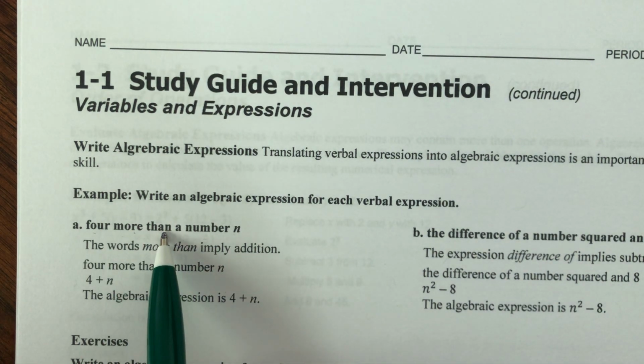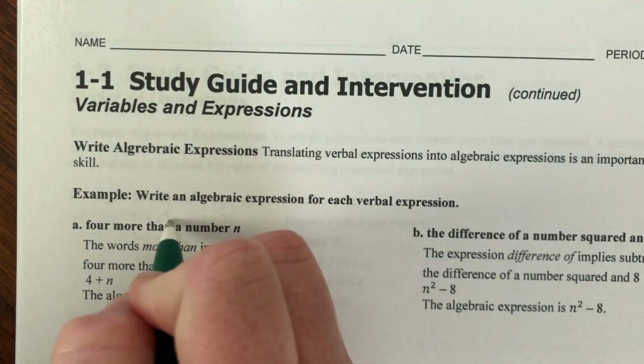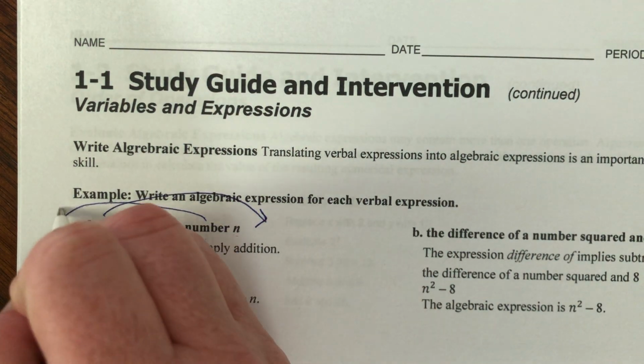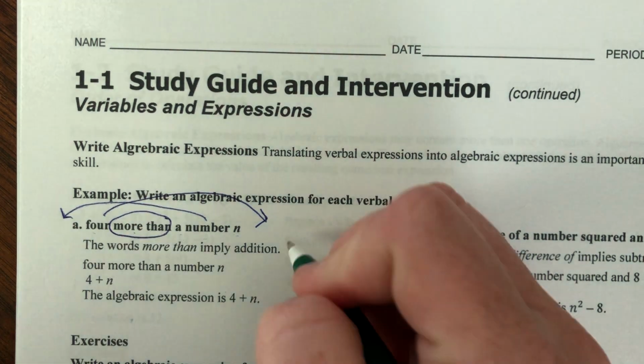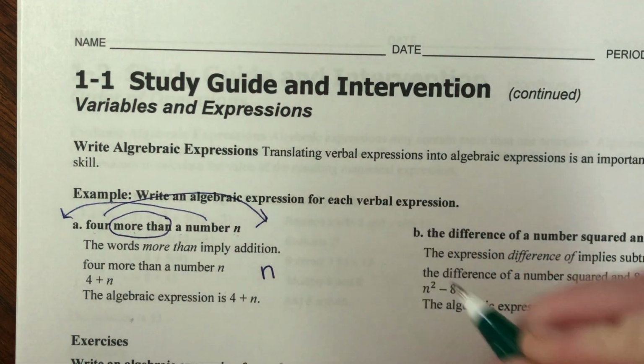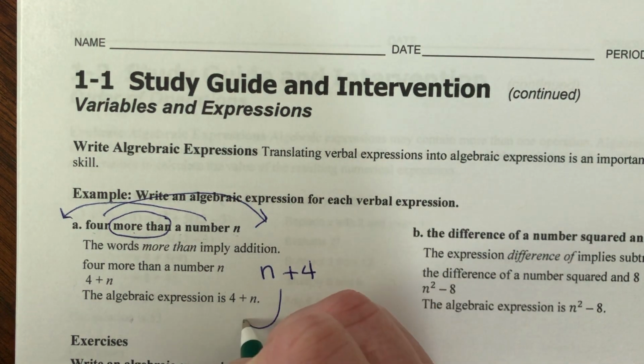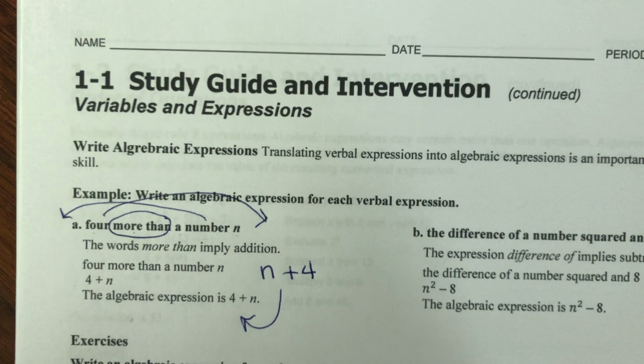For more than a number n. So remember, more than means I switch the order. This goes to the back, this comes to the front. So I'm going to write n first, and it's 4 more than that. So I'm going to add 4 to the end. That's what they did here. They showed you how they worked through it.